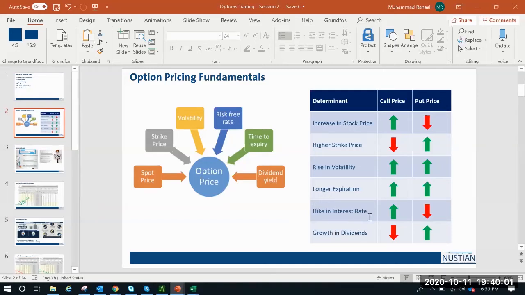I mean, higher interest rate. Your cost of borrowing becomes higher, so people can't buy stocks on margin, so they revert to options, and that's why the option prices go up. And dividends also the same. When the dividend is paid, stock price goes down because you're getting a payout, and that reduces the call price.